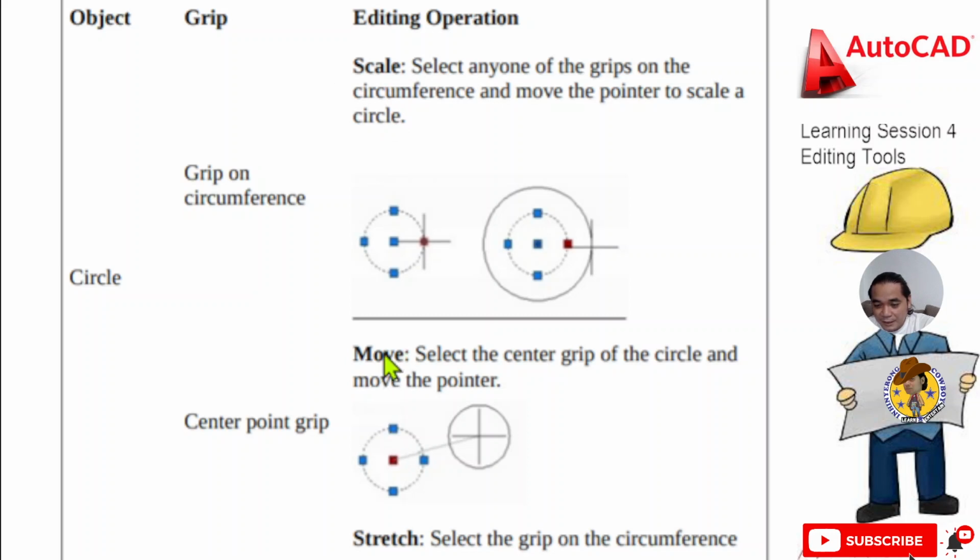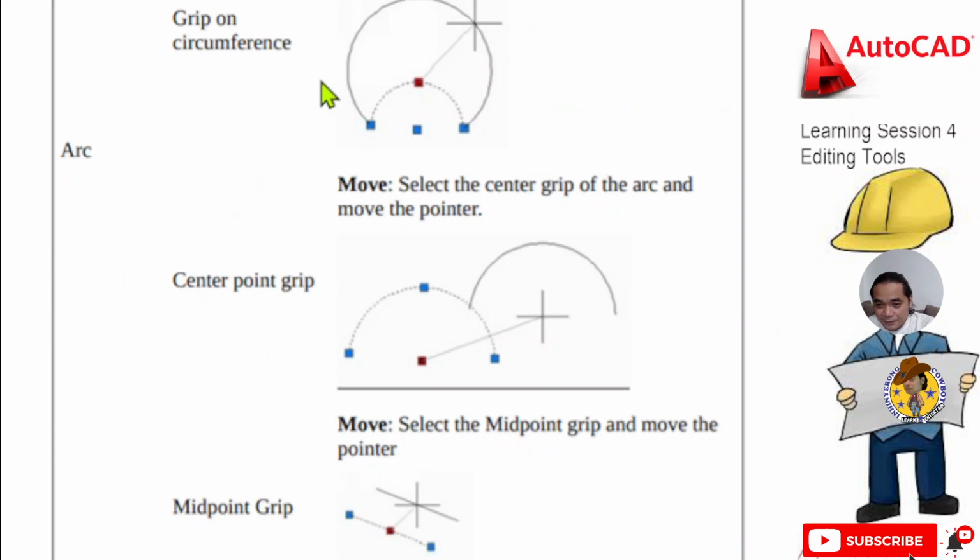If you select at the center, you will move just the circle. To move, select the center grip of the circle and move the pointer. To stretch, select the grip on the circumference. For an arc, select the center grip of the arc and move the pointer, and then we can move the object. Then for move, select the midpoint grip and move the pointer.